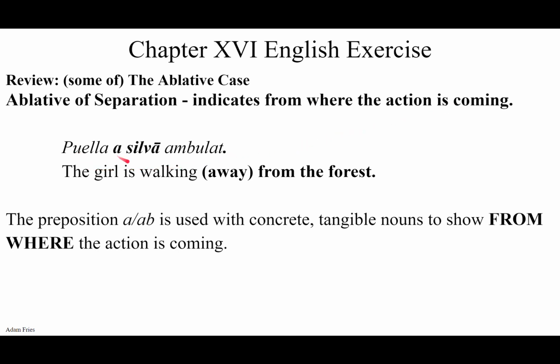So, puella a silva ambulat. The girl is walking away from the forest. The action is happening away from the forest. The preposition a, sometimes appearing as ab if the next word begins with a vowel, is used with concrete nouns, that means nouns you can touch, tangible, able to be touched, to show from where, whence, the action is coming. You can touch the trees of a forest, therefore we put a preposition a. It'll be ab in front of words starting with a vowel. And the girl is walking away from the forest.